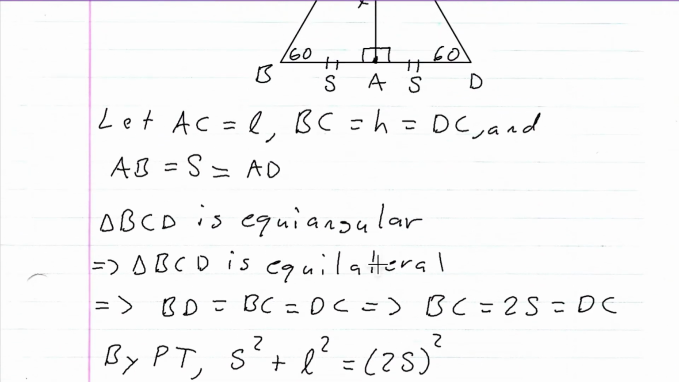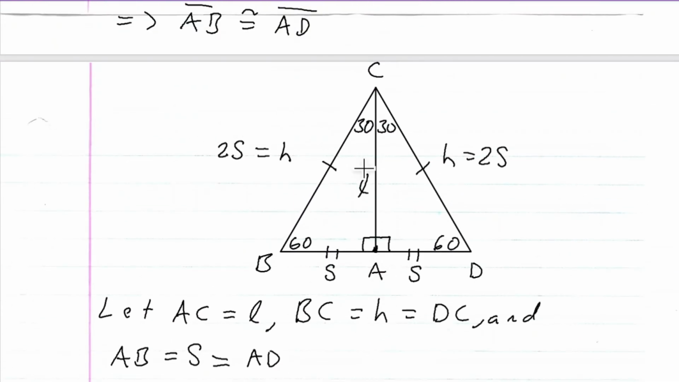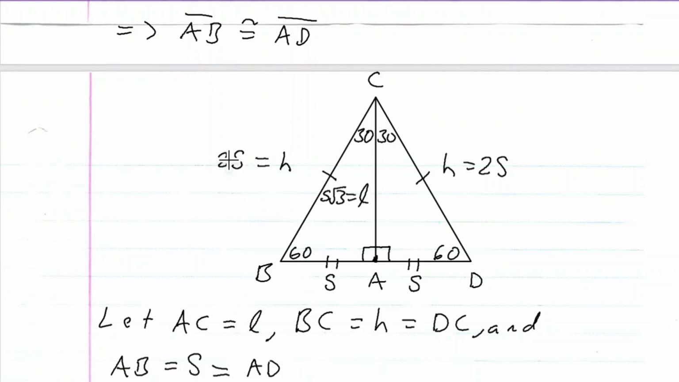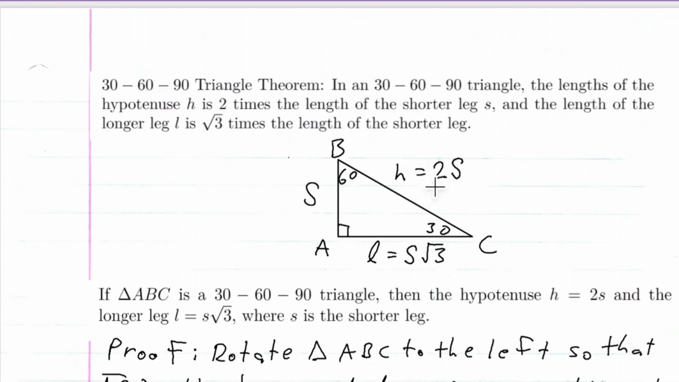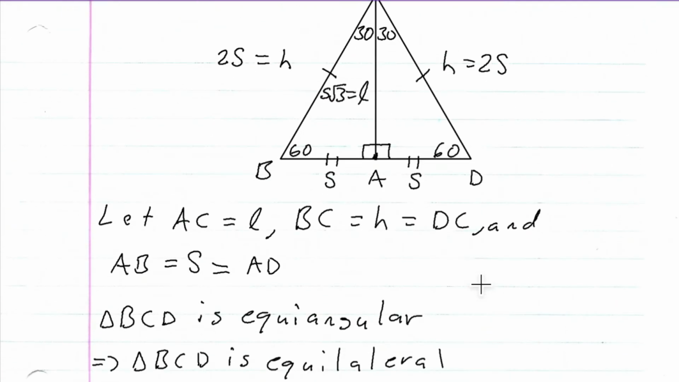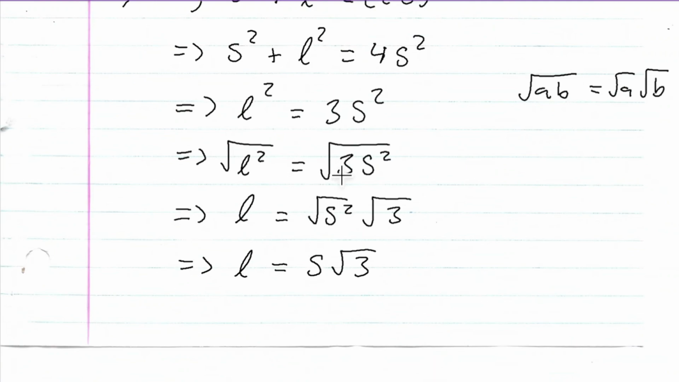So look at what I have. I know now that L is equal to S times the square root of 3. So I have S is the length of the shorter leg. L is the length of the longer leg, which I found to be S times the square root of 3. And I found the hypotenuse of this triangle to be equal to 2S, which is exactly what I wanted to prove. So that is the proof of the 30, 60, 90 triangle.